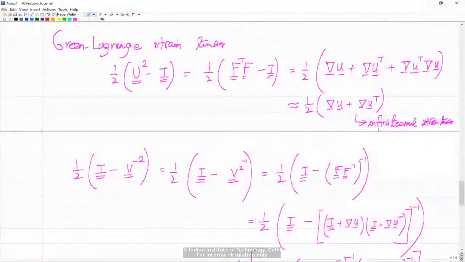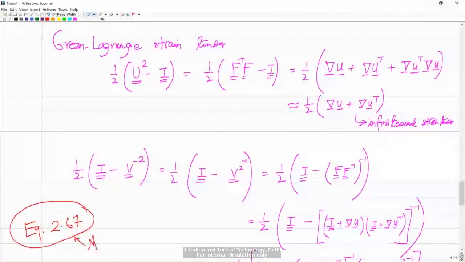Okay, if you see the book, it has another, a more general definition of a strain. So obviously I'm not going to talk about that, but you can see it. If you see equation 2.67 in the book, it has a more general definition for strain.